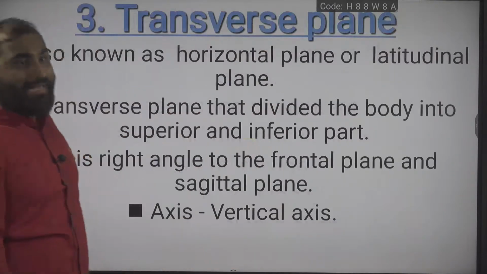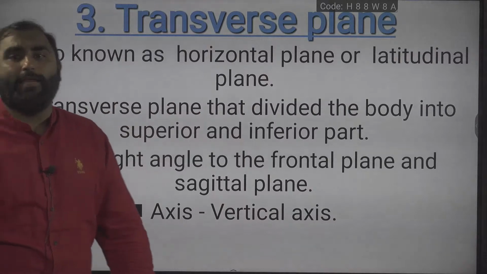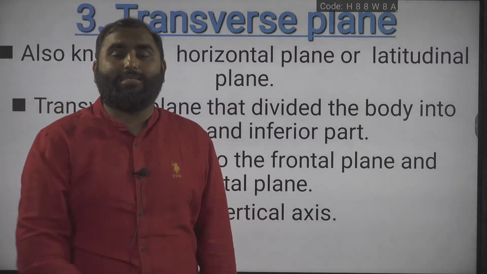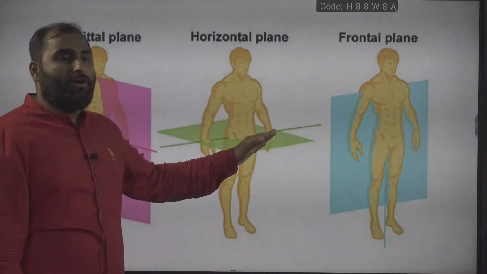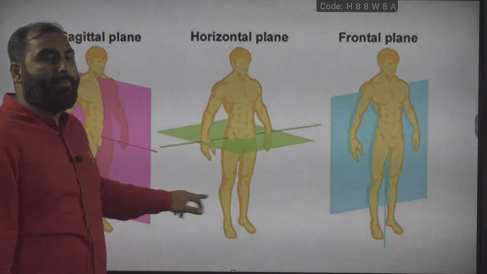And now, lastly, let's quickly see the transverse plane. That is the horizontal plane dividing the body into upper and lower half. Yes, this is your transverse plane, dividing the body into upper and lower halves.